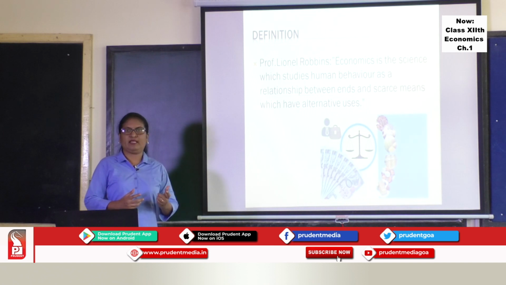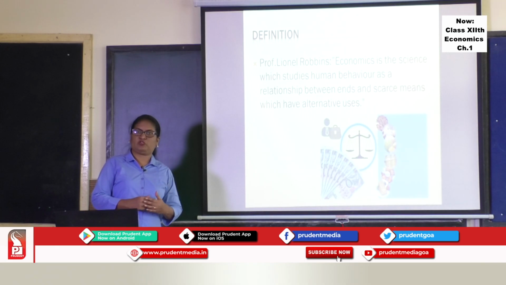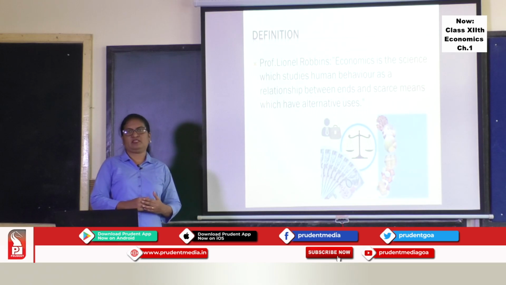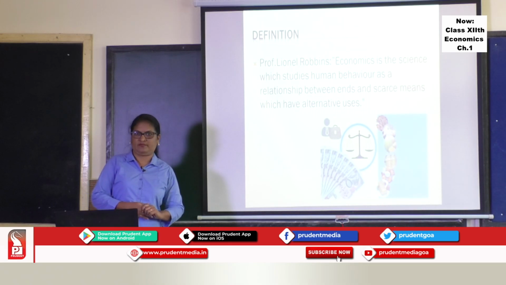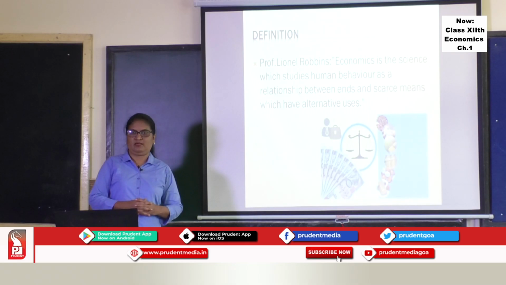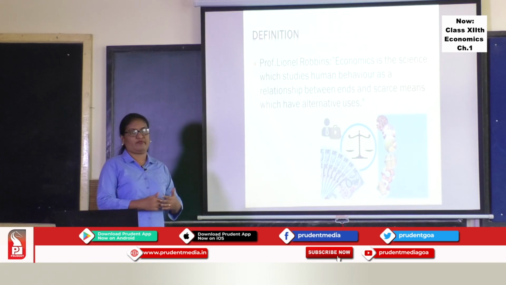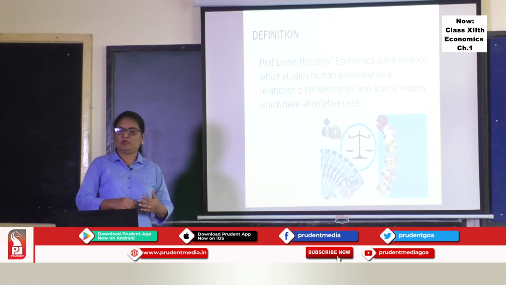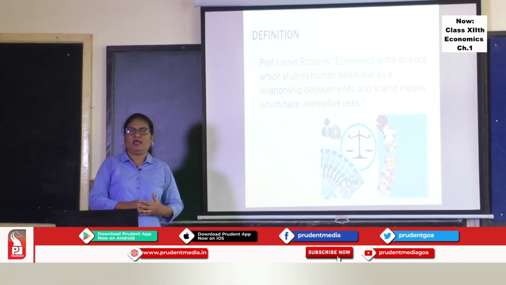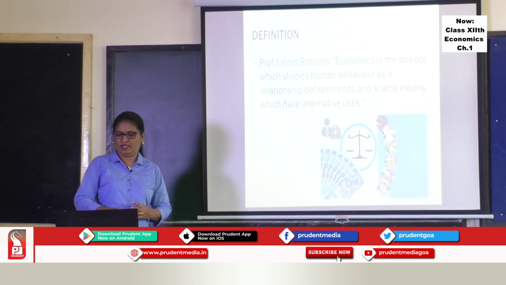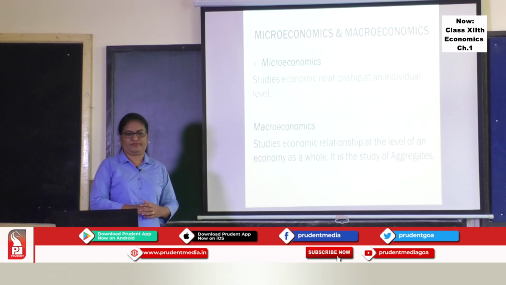Scarce means are the resources, money, income in hand. With the help of these resources, we have to satisfy our unending needs. And the resources have alternative uses. If I have rupees 10, with rupees 10 I can purchase so many things. So the resources have alternative uses. So according to Professor Lionel Robbins, economics is a science which studies human behavior as a relationship between ends and scarce resources which have alternative uses.